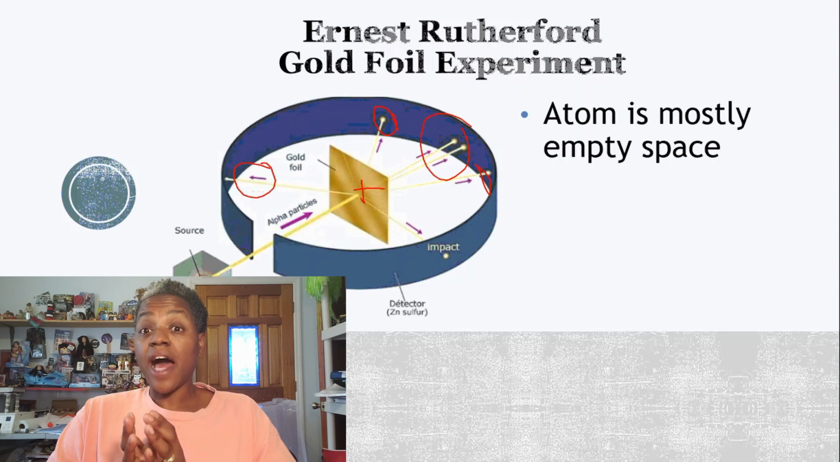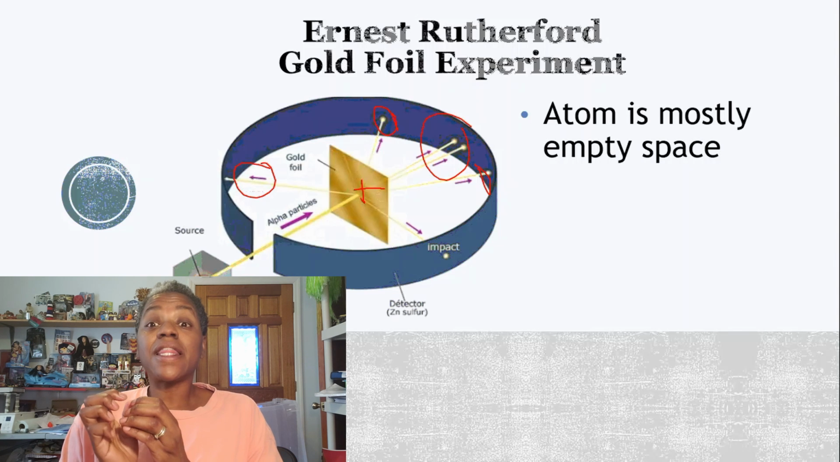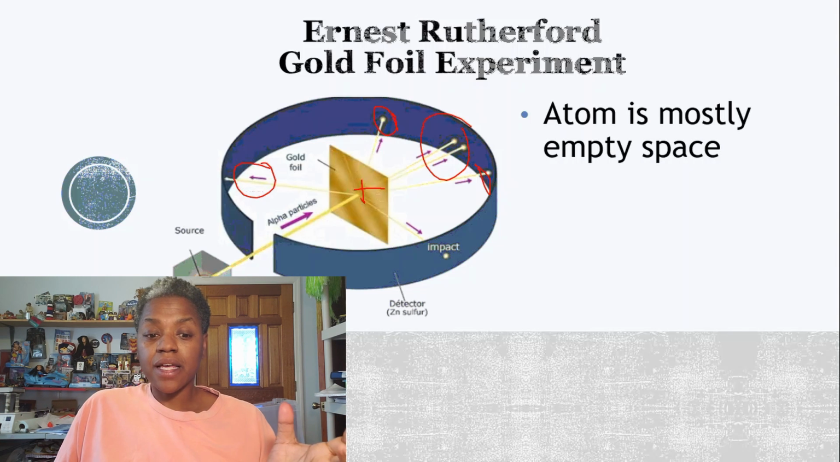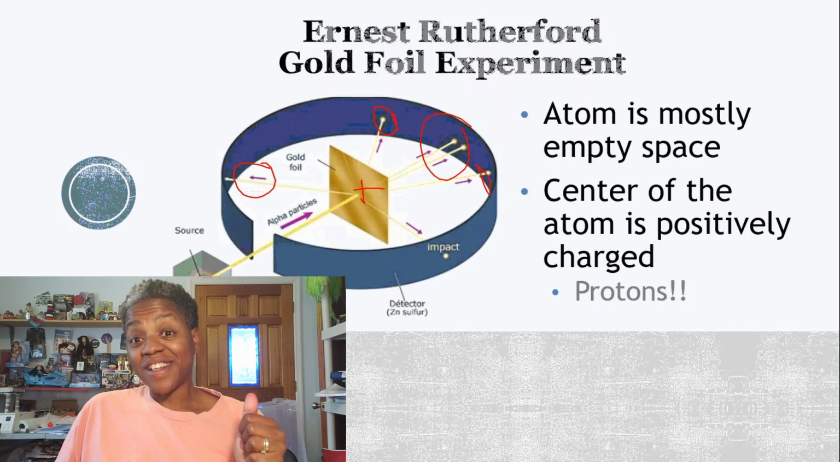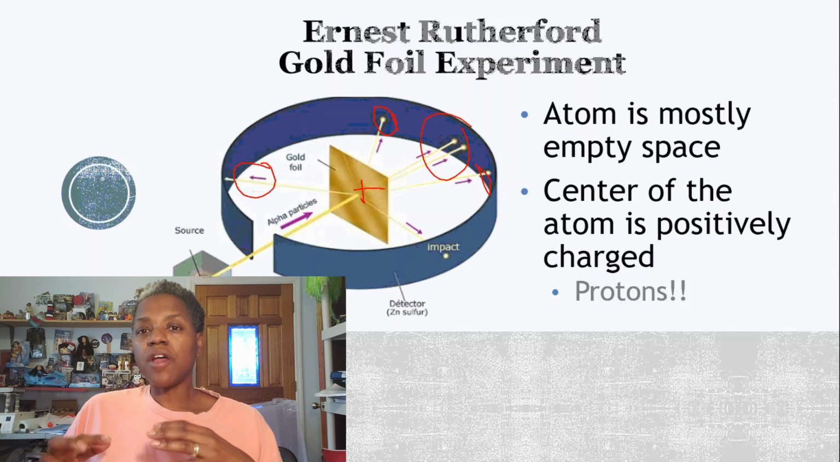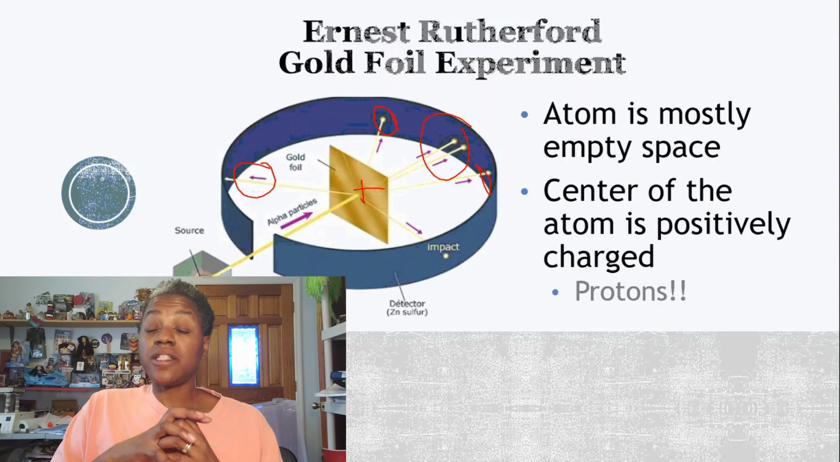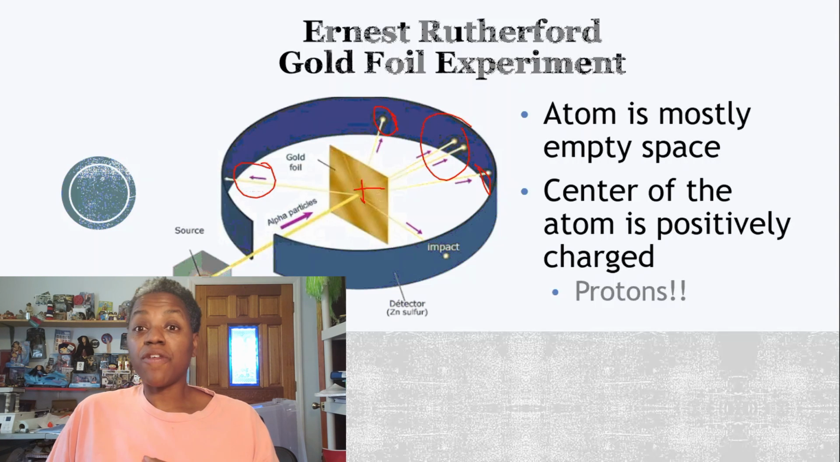So when Rutherford revised the model of the atom, he's got the atom as mostly empty space, but in the center of the atom are positively charged dense particles, and so we know those are protons in the nucleus. So Rutherford adds a positively charged nucleus to the model of the atom. J.J. Thomson added electrons. Rutherford adds a nucleus and protons.